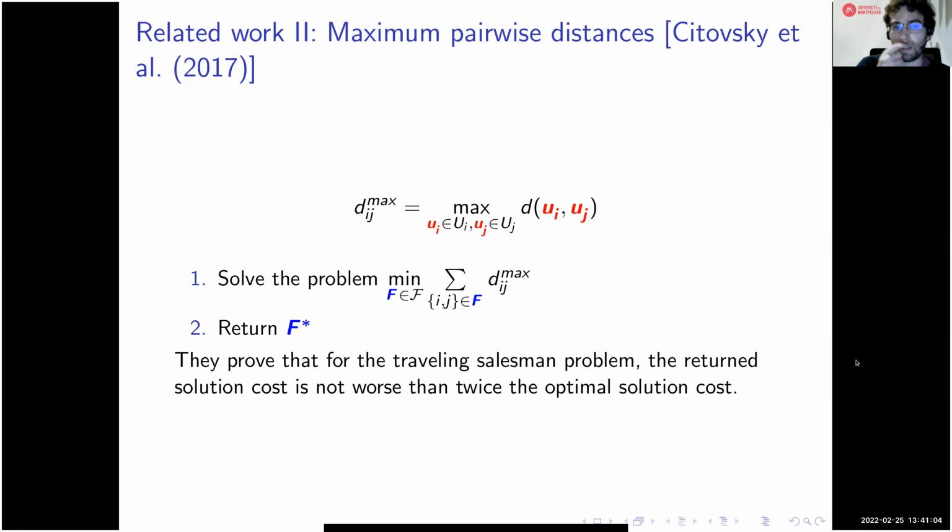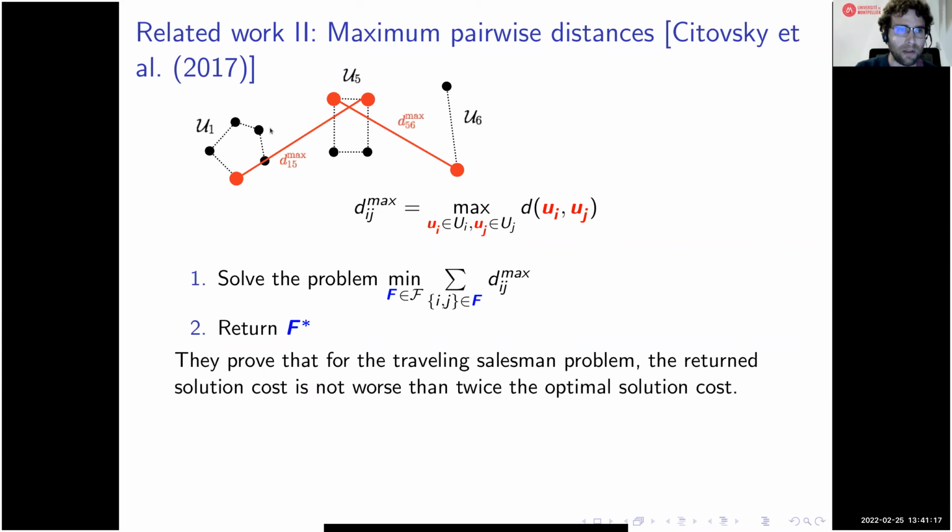Another approach is heuristic by definition. Because the min-max problem is complicated, the author of that paper defines the worst case pairwise distance. So just an example, instead of taking the worst case position for the whole path, they would take the worst case position for every edge. So for this edge, U1, U5, you define the worst case distance. For this edge U5, U6, you define the worst case distance.